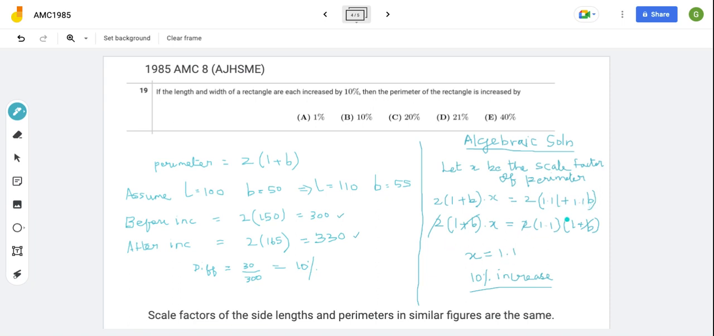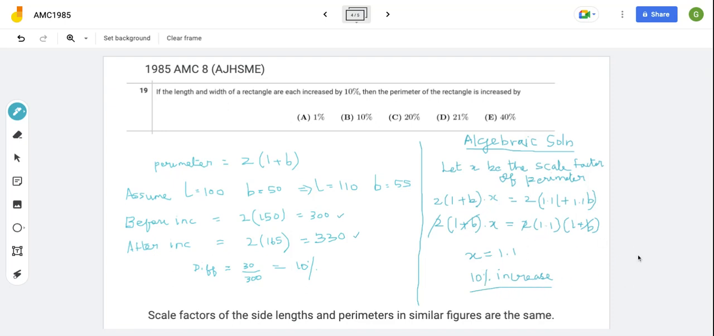So here I'm just going to expand this equation a little bit. The LHS remains the same, left hand side. On the right hand side, I'm just going to take 1.1 outside. So 2 into 1.1 into (length plus breadth). Now you can clearly see I can cancel out this 2 into (length plus breadth). So that gives me x with the value of 1.1. So x is 1.1, which means it is a 10% increase from 1. When x is 1, both figures are of the same size. But when the sides increase by 10%, x, which is the perimeter scale factor, also increases by 10%.